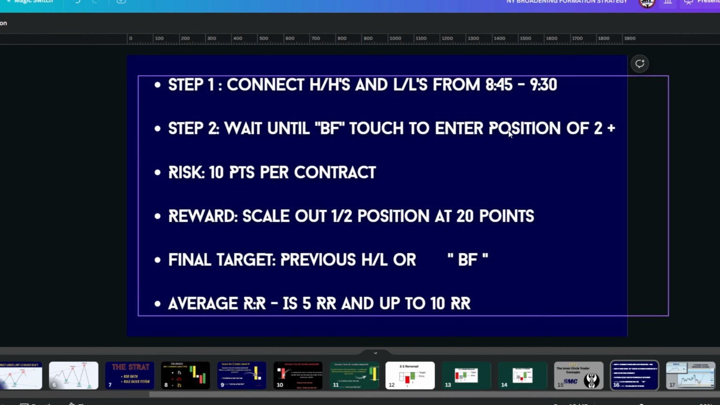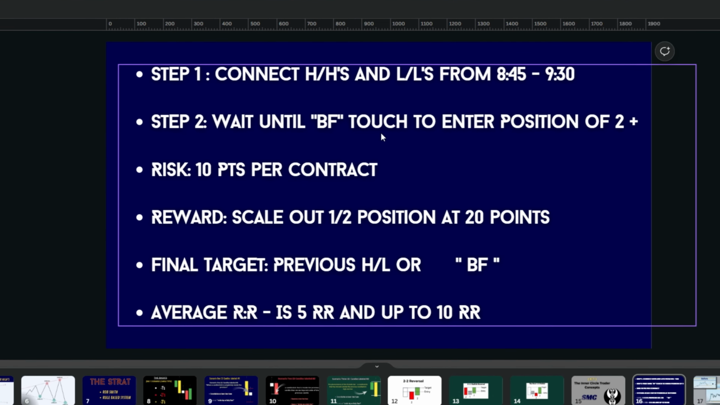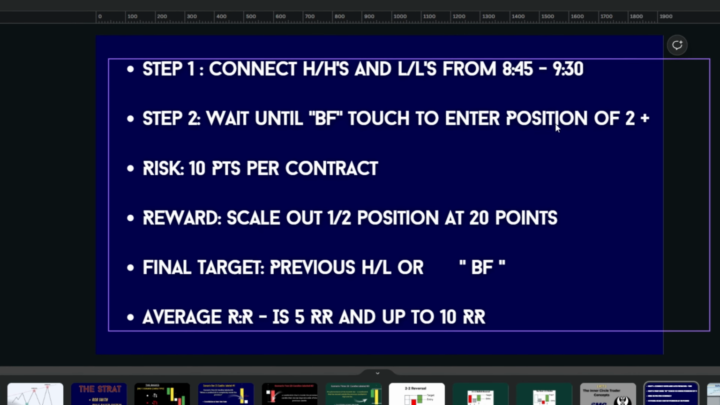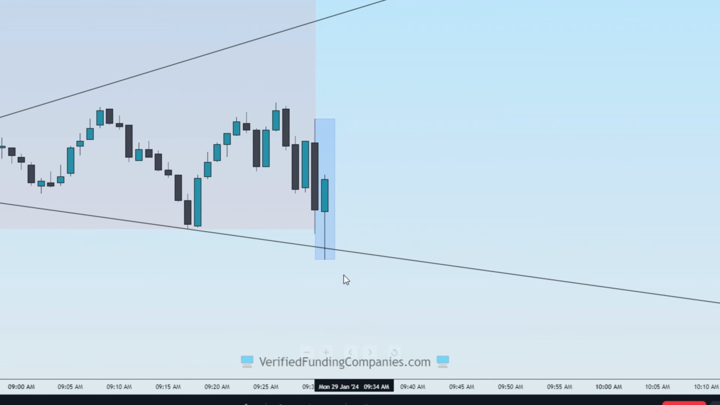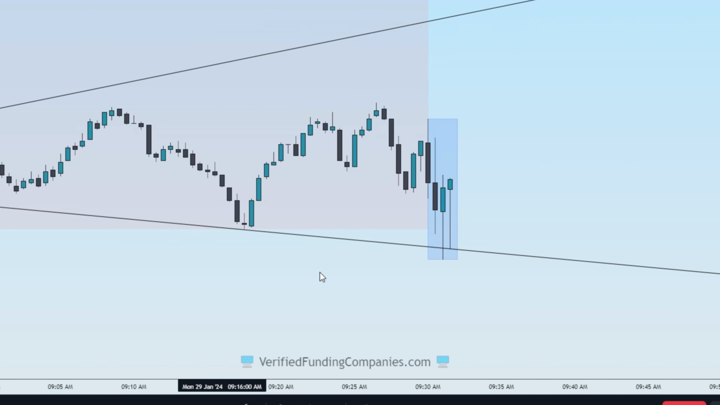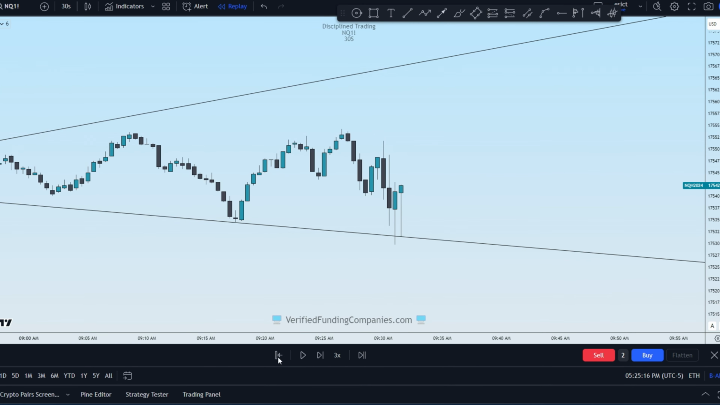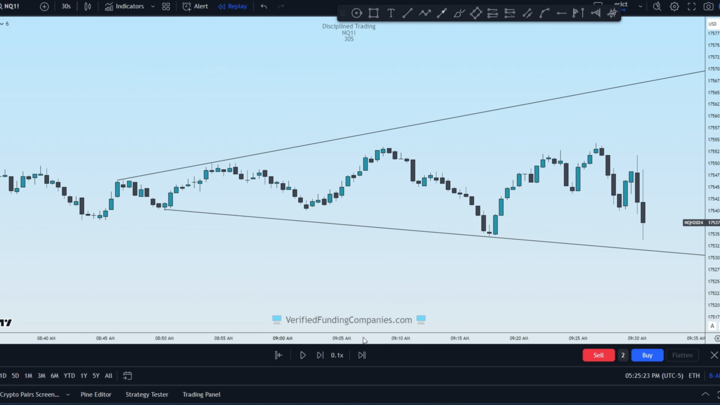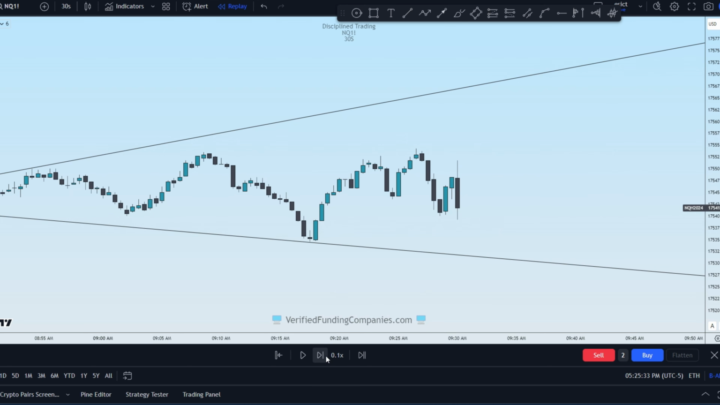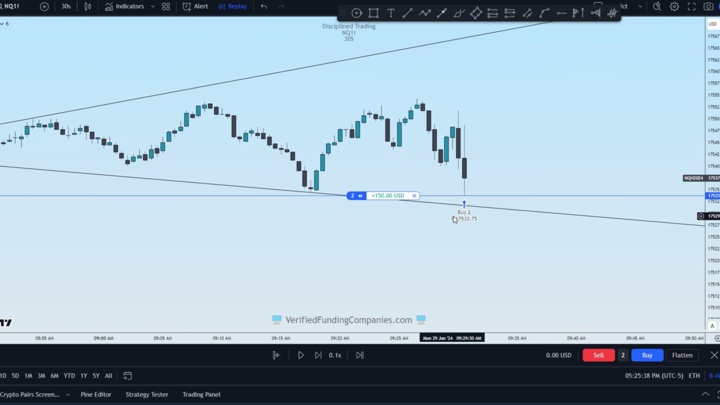Step 2, and make sure you guys pause it and screenshot these so you can have them for later. Step 2: wait until the broadening formation touches to enter a position of 2 contracts. All right, so there is our touch there. I'm going to drop down a little bit lower so there are more bars and turn this off now. Let's rewind that so we can enter as it touches it. Okay, so let's get in the market. As it touched it there, we went ahead and entered.